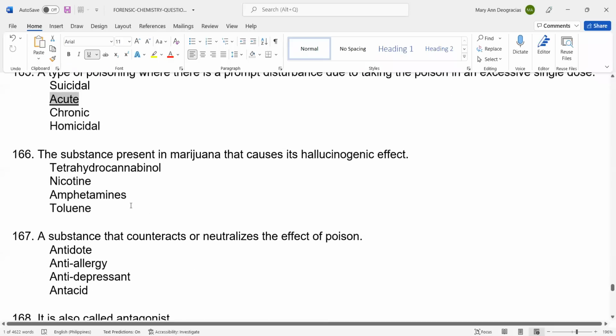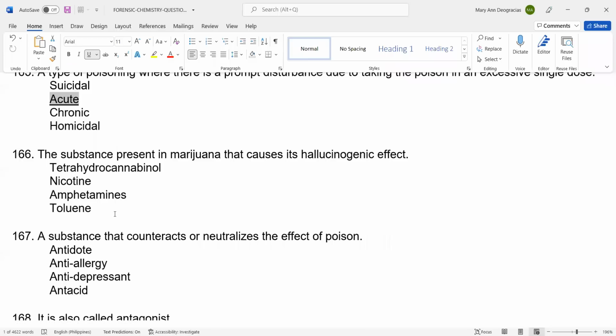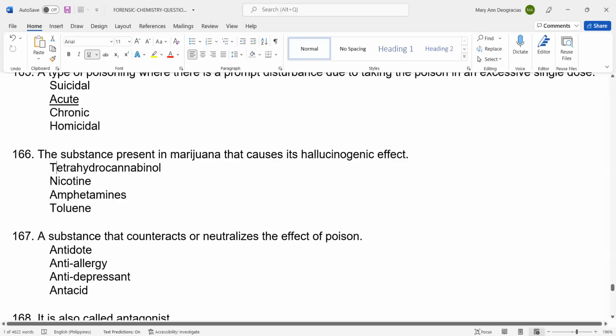Okay, 166. Hallucinogenic effect. Alin dyan? Letter? Tingnan natin sagot niyo. Ito, common naman ito. Letter A, THC. Very good. Malapit tayo matapos. Hindi tayo abot na alas 12.